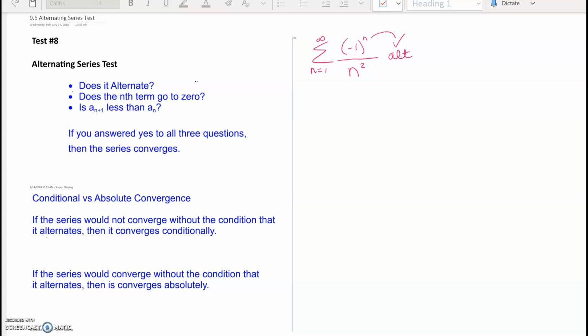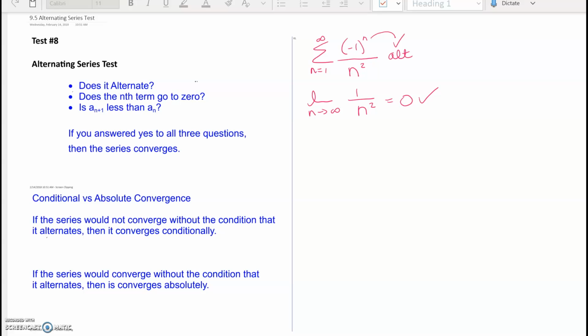Then we're just going to look at the non-alternating piece of this. The second thing we're going to do is take a limit as n goes to infinity. Ignore the negative 1 to the n. We're just going to strip that off and look at 1 over n squared. Does that nth term go to 0? Whereas before, that wasn't enough to make it converge. Now, if it alternates and goes to 0, we've got something to work with.